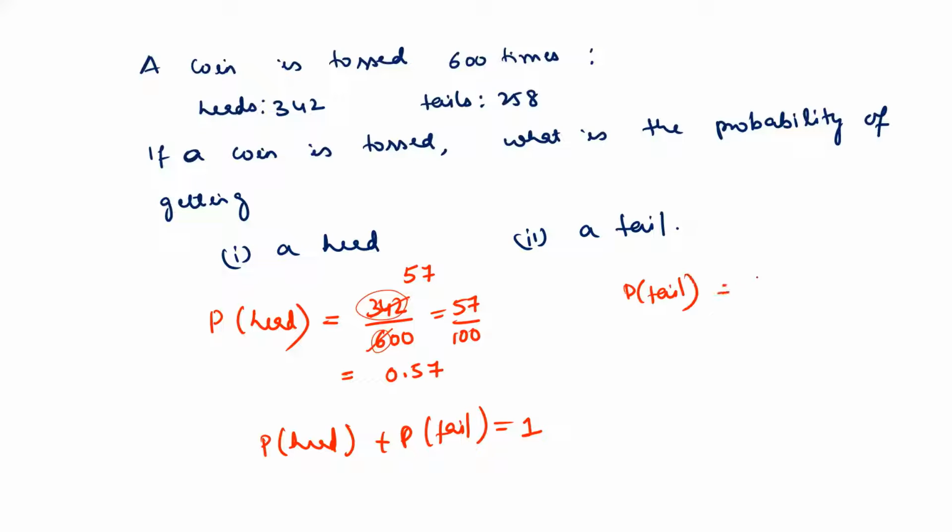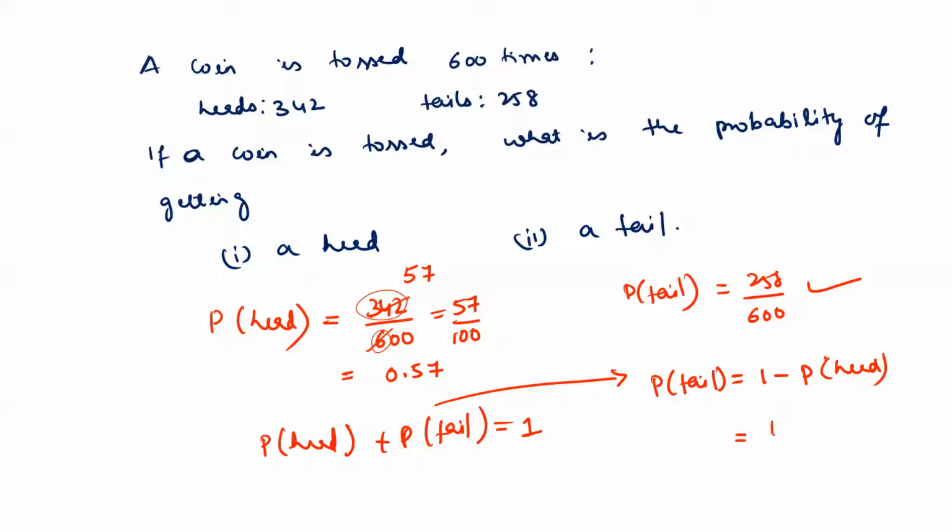Yes, ma'am. Even I can do 258/600. Using this concept, what is the probability of a tail now? Can I write it as 1 minus the probability of head? Because if I add both the probabilities, I should get 1. If I subtract the probability of head from 1, will I not get the probability of a tail? So how much is this? 0.43.